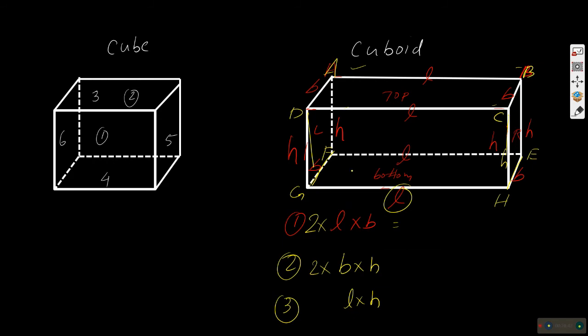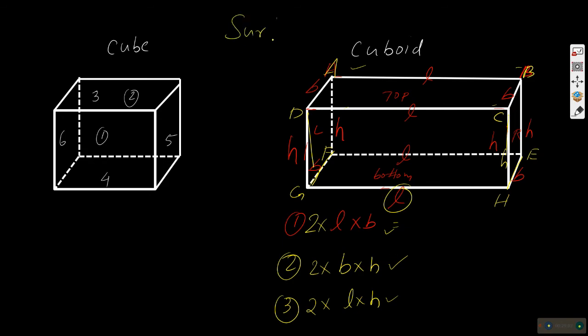Otherwise, if I use this particular vertex name, I would say GHCD and FEBA. So such two faces. So when we calculate the area of this length into breadth, breadth into height, length into height, and add it and multiply with 2, you will get the total surface area.